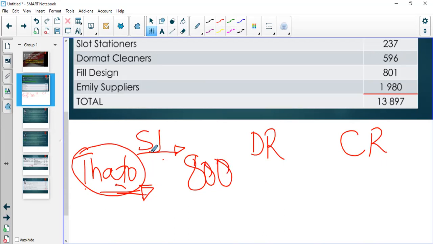So what happens is that when you update the sales journal, it automatically goes to trade receivables, 800. Then it automatically goes to sales, 800.